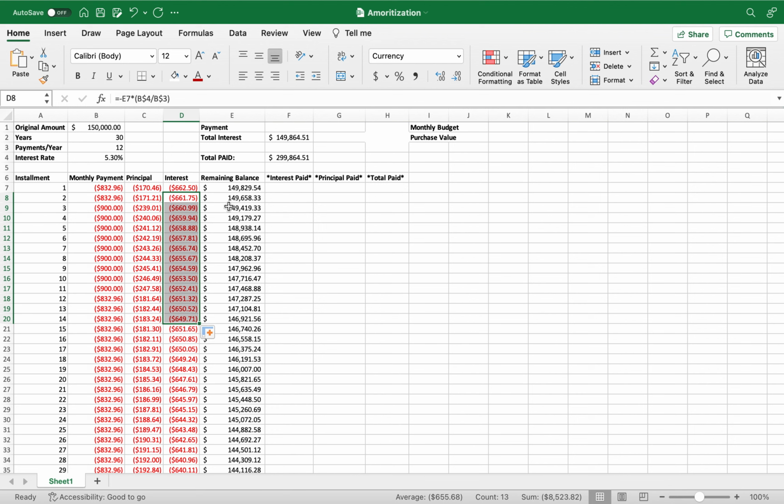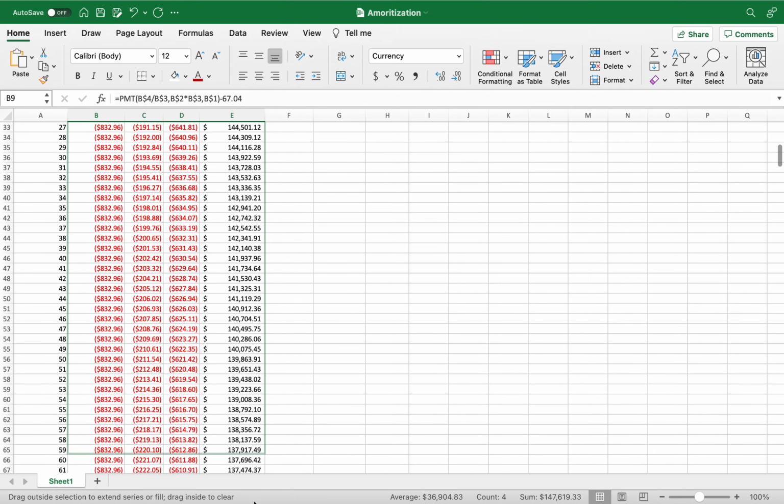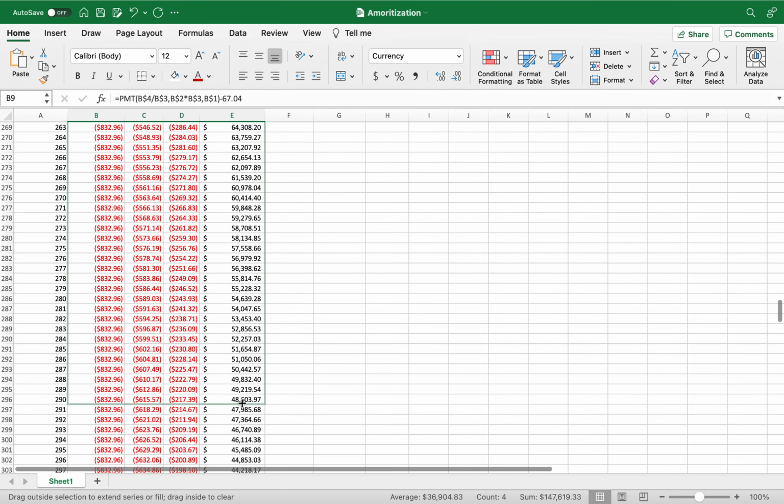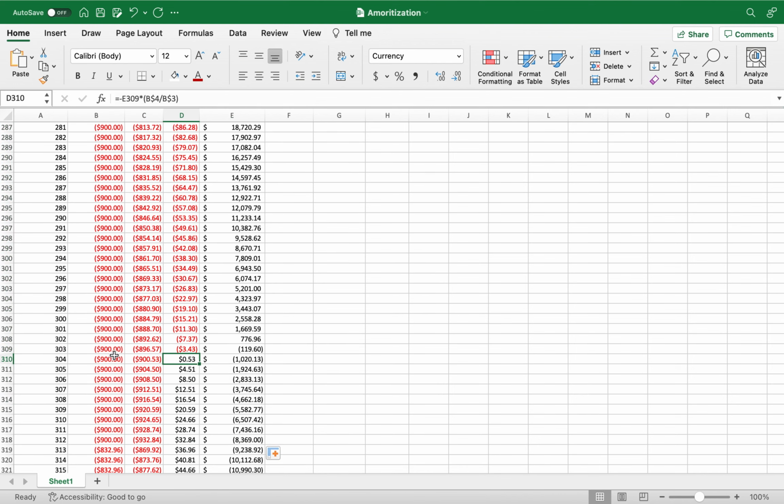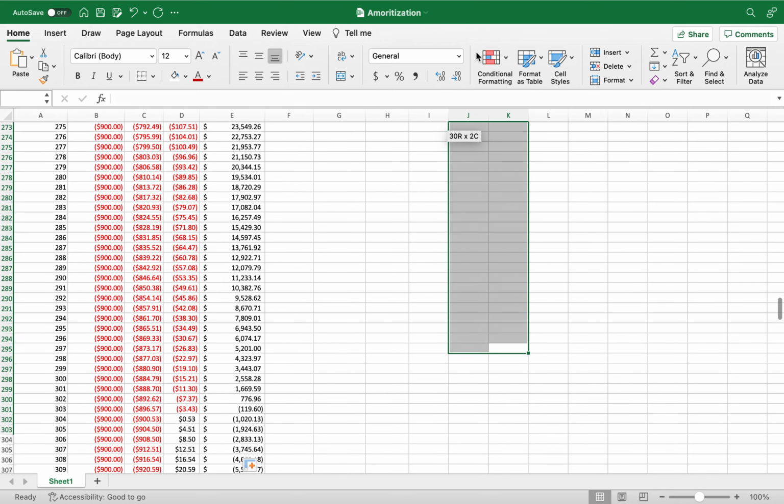We can't see yet that it's actually going to change the total interest, but if we pull this down now all the way, what we do see is that our last payment is going to be 303 versus 360. So we're taking almost, not quite, 5 years off of our loan.